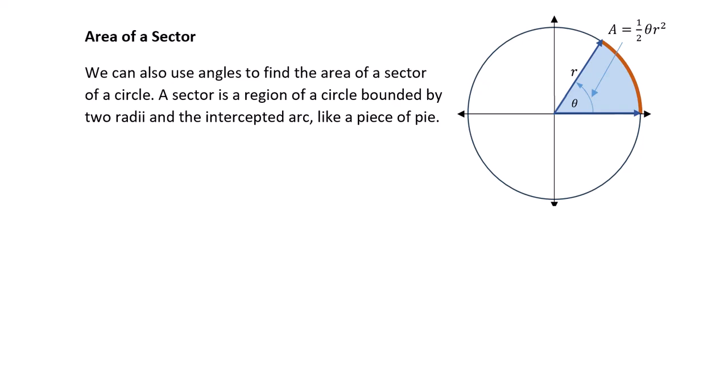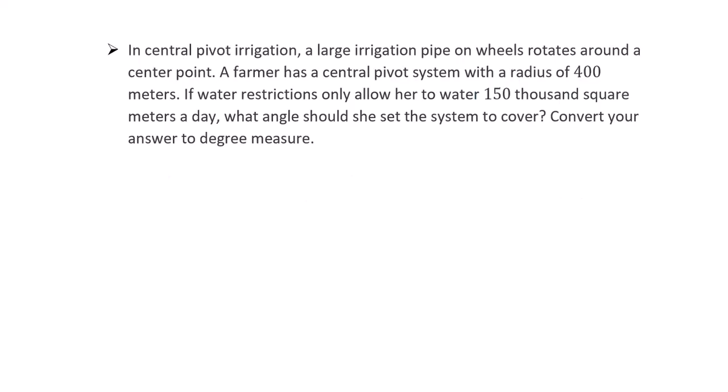We could also use angles to find the area of a sector of a circle. A sector is a region of a circle bounded by 2 radii and the intercepted arc, kind of like a piece of pie. Here we have the area equals 1/2 times theta times the radius squared. How have we come to that formula? Well, I know that the area of a circle is pi r squared. And the angle that I've gone around in my rotation is some theta part of a full 2 pi rotation. So if I multiply those both together, that gives me theta times pi r squared over 2 pi. And some simplification will bring me to 1/2 theta r squared.